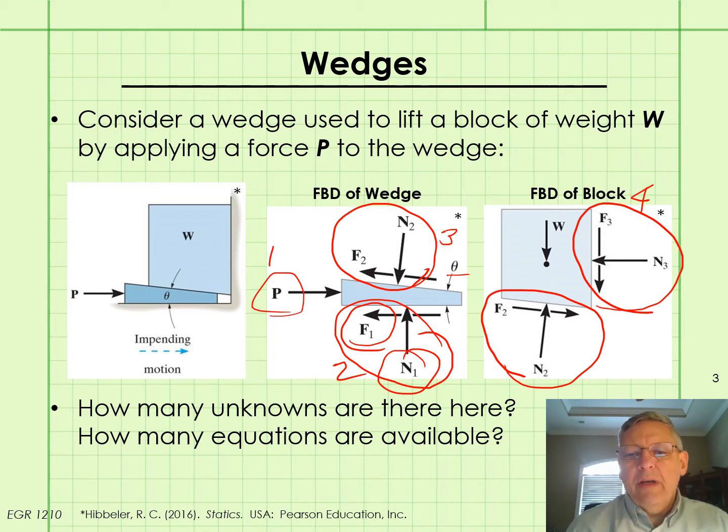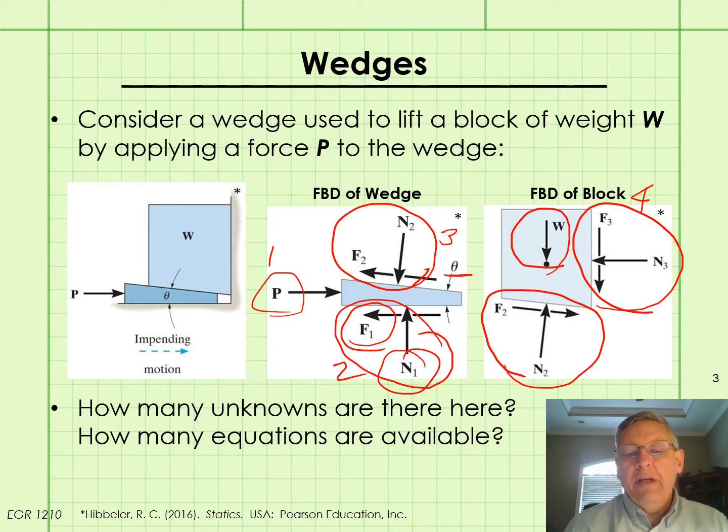And again, we assume we have the angle theta. They've given us the angle theta. They've given us the coefficients of static friction. And of course, we also need to know the weight in this example. And the weight of the wedge we're going to ignore because the weight of the wedge is usually insignificant compared to the weight of the load that's trying to be affected. So we have 4 unknowns between these two free body diagrams. We would normally have 3 equations of equilibrium. This is 2D rigid body equilibrium.